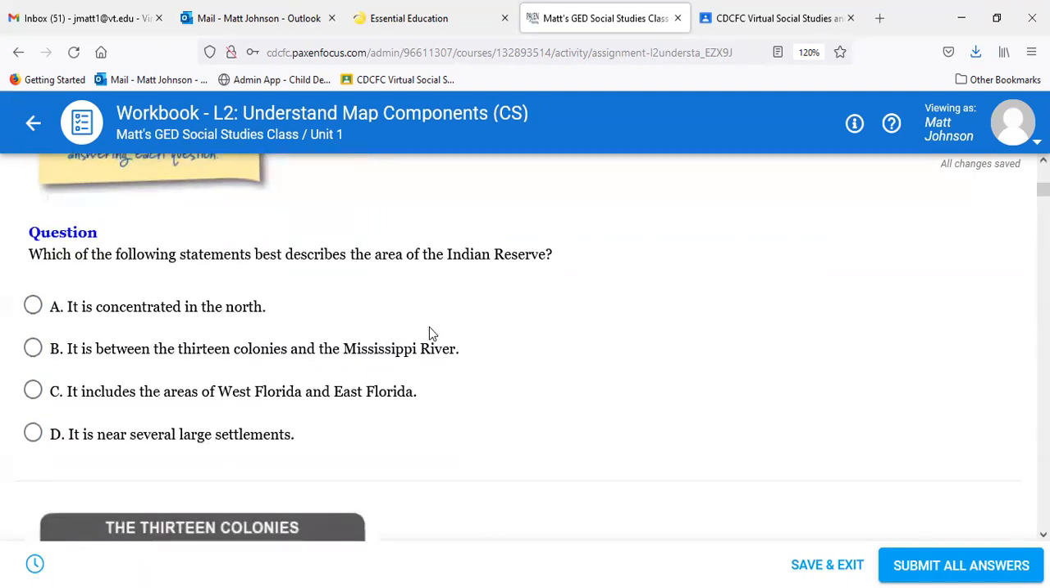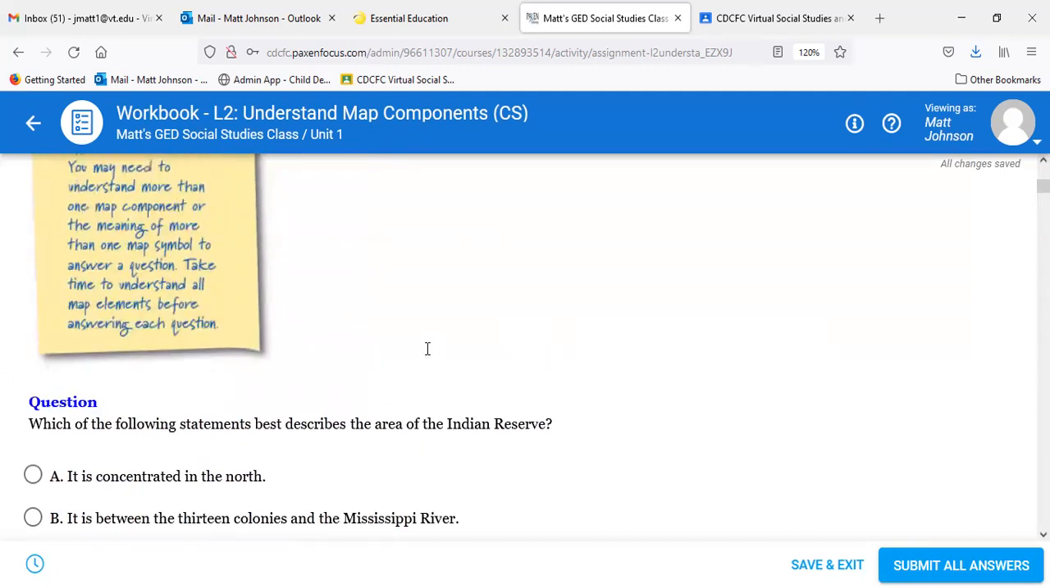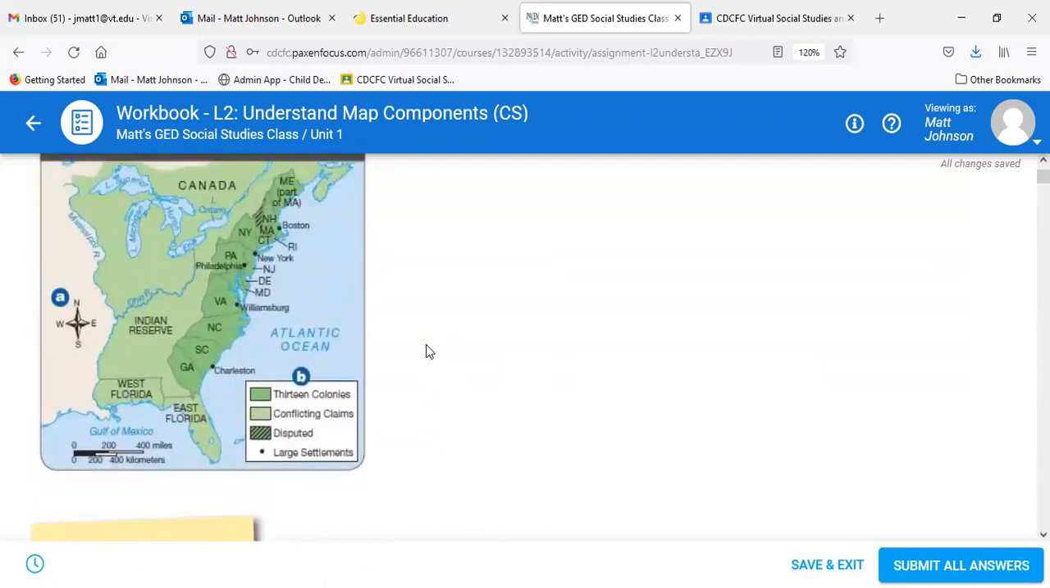Question 1 here: which of the following statements best describes the area of the Indian Reserve? A, it is concentrated in the north. B, it is between the 13 colonies and the Mississippi River. C, it includes the areas of West Florida and East Florida. D, it is near several large settlements. So what can we say about the Indian Reserve? Right here.